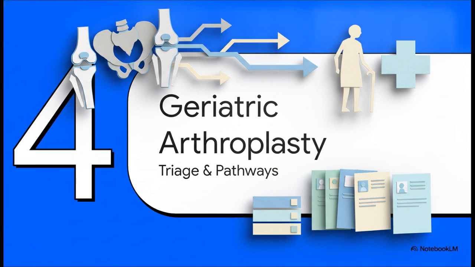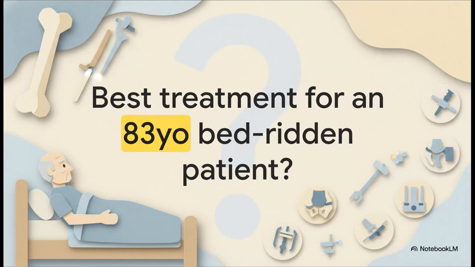Section 4. Geriatric arthroplasty triage. Okay, let's shift gears to a much more frail geriatric profile. We have an 83-year-old bedridden male with chronic kidney disease. He presents with a displaced intracapsular femoral neck fracture. What's the best suited treatment?